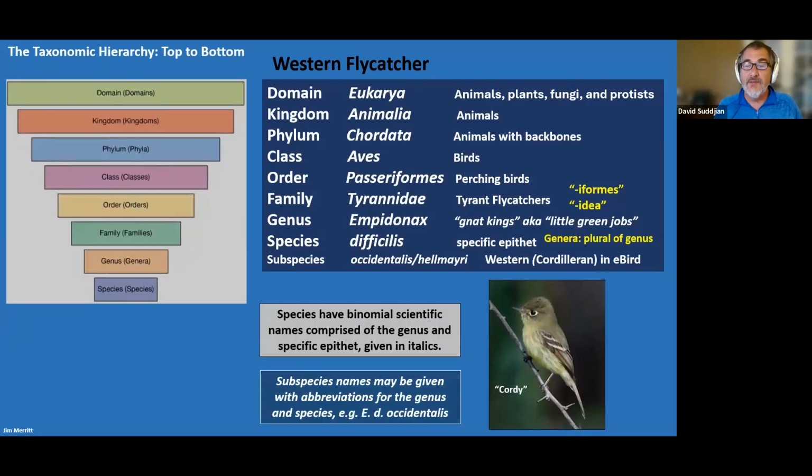All right, so notice that species have binomial scientific names. They're comprised of the genus, which is always capitalized, and the specific epithet, which is never capitalized, and the two of them are given in italics when they're written out. So we can even take that a little further, and we can add subspecies names given after the genus and species name. And sometimes you'll see the genus and species abbreviated and just a particular subspecies name listed. So E.D. for Empidonax difficilis, and then the subspecies Occidentalis.